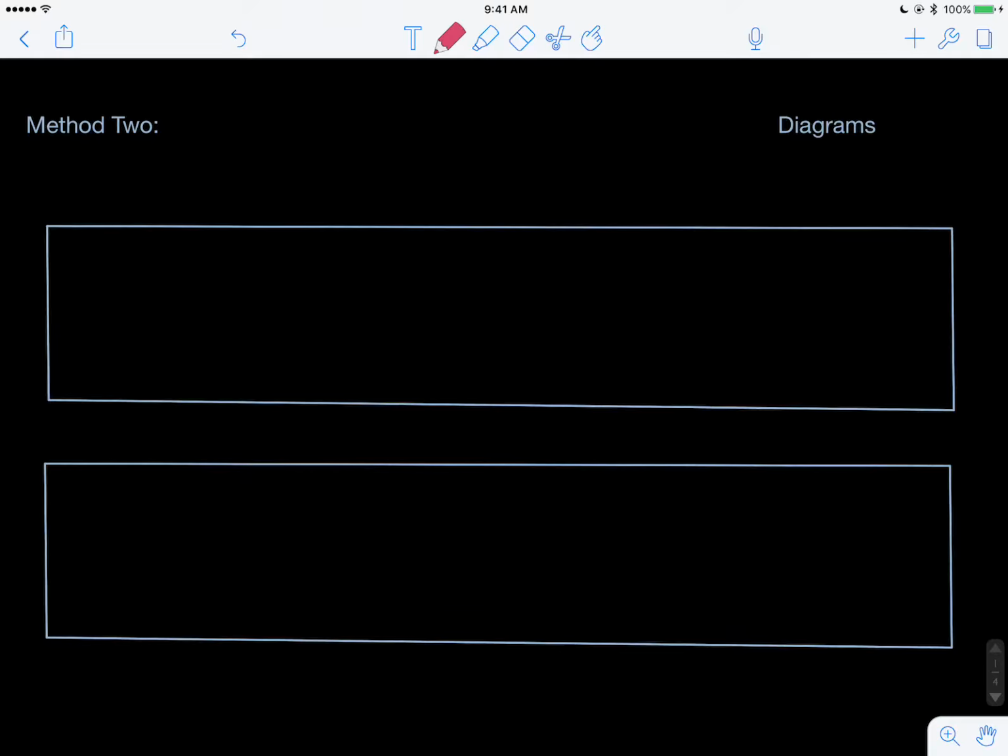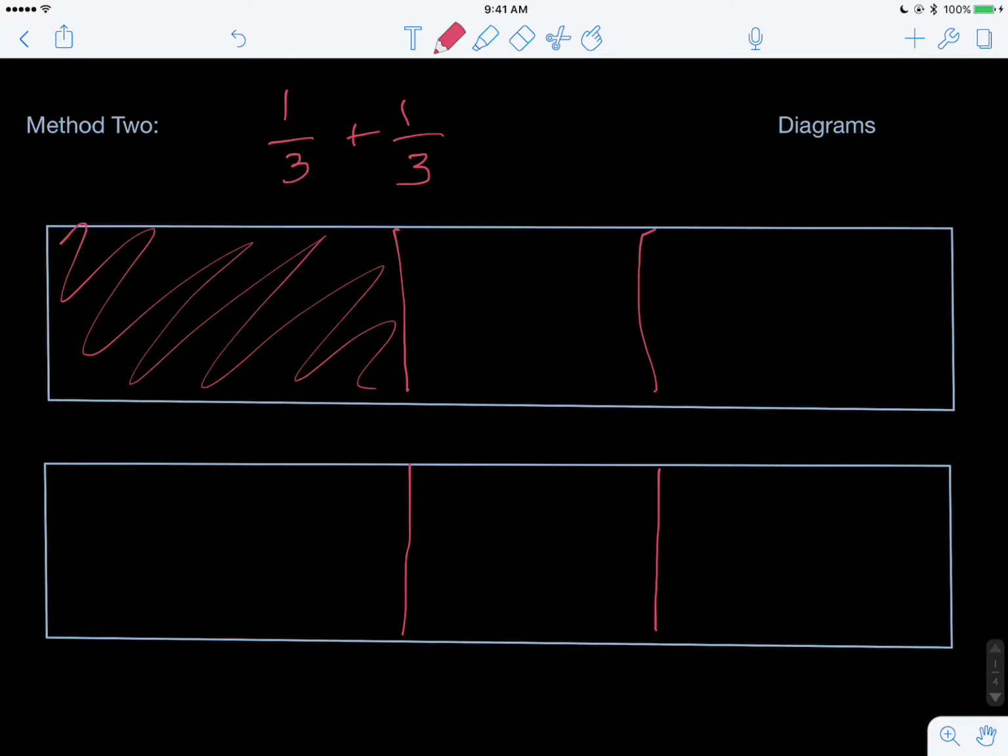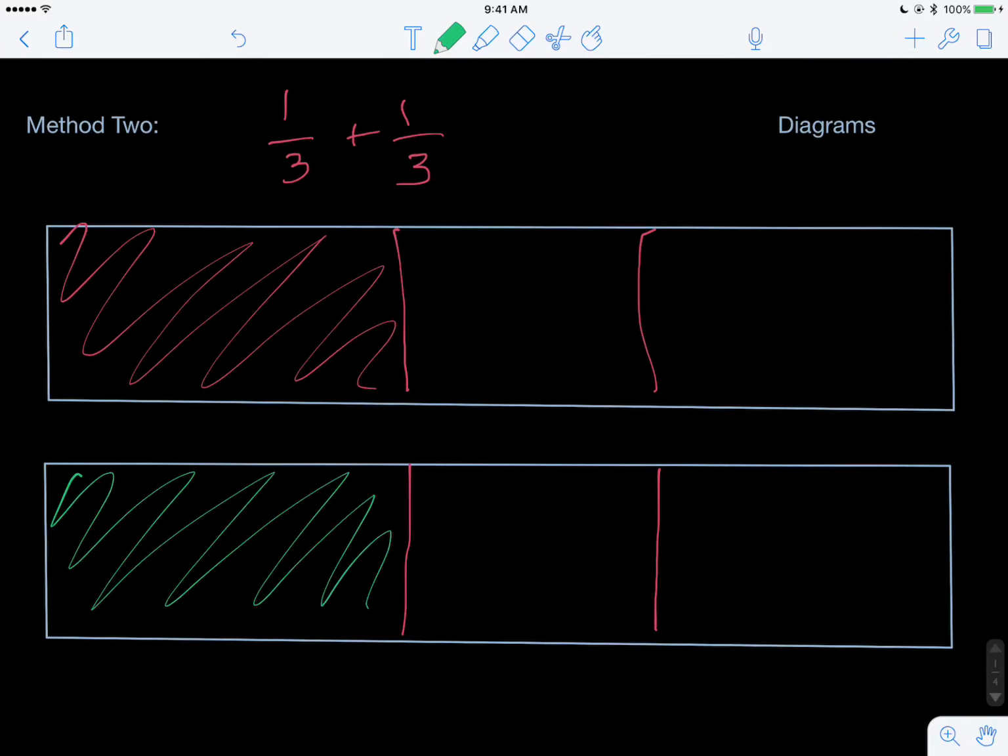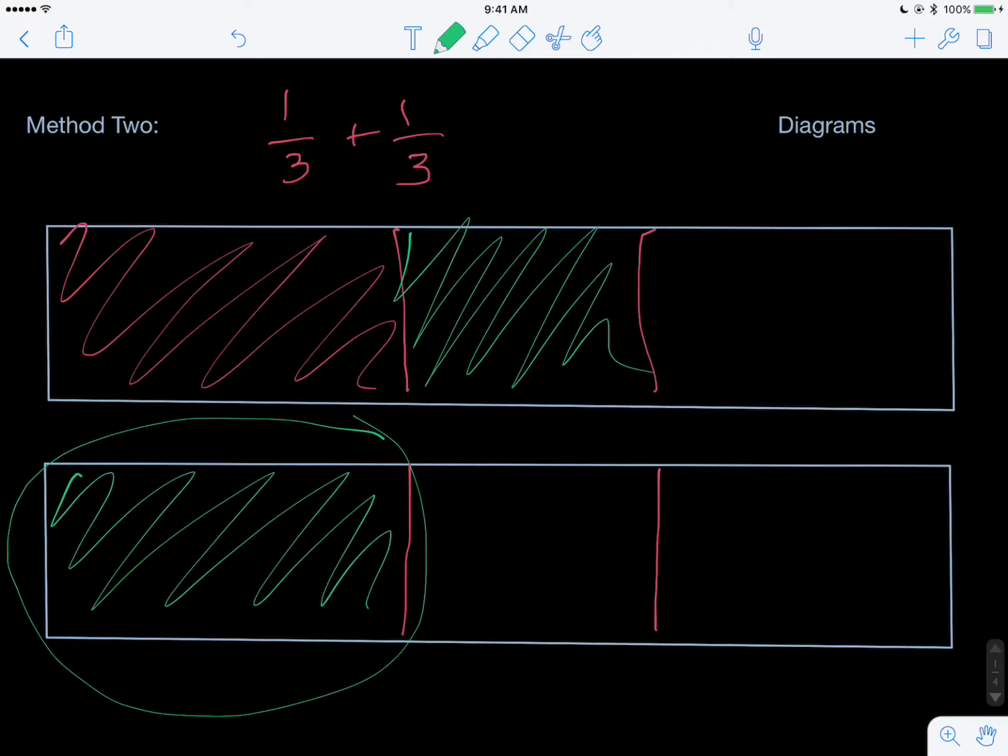Another more visual method is by using diagrams. If I was once again given 1/3 plus 1/3, I can try and divide up two different blocks into three parts. If I do that, I can begin by shading in 1/3 of the first diagram and 1/3 of the second diagram. Now, as you can see, we can easily translate this over, because if I know that one section is taken up here, I can just add that in. And now, out of the three possible pieces in this diagram, I'm using up 2/3 of it.